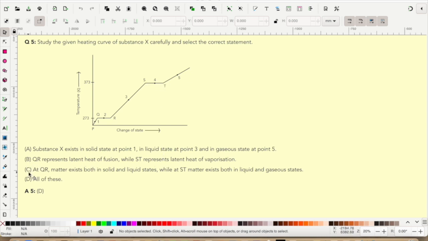Let us check option C. At QR, matter exists both in solid and liquid states. That is correct. While at ST, matter exists both in liquid and gaseous state. That is also correct. So option C is also correct. Let us check option D. All of these means all of these statements are correct. That is the correct option.